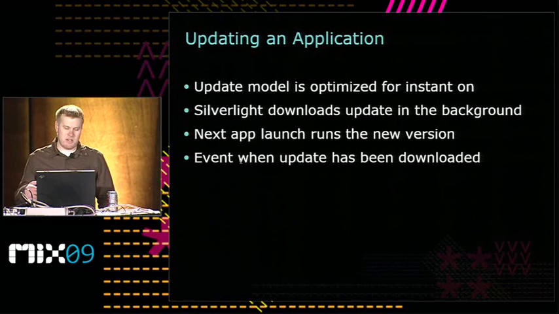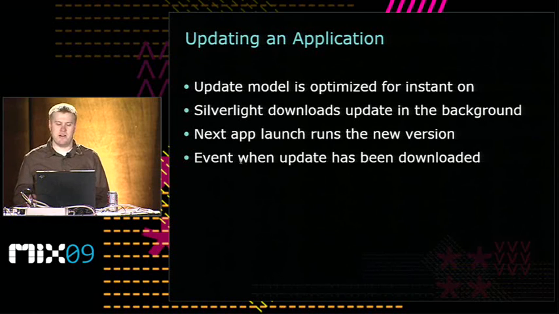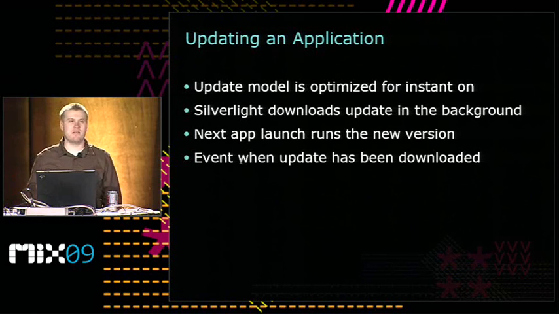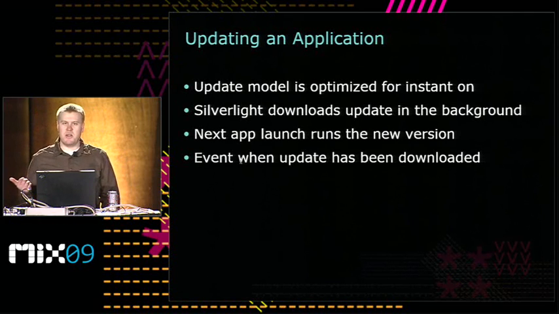It will download the update, and it will prompt the developer with an event, which they can choose to ignore. If the developer does nothing with that event, the next time the user runs the app, they'll get the new version. So it's as close to the web model as we could get while still having an instant-on experience, and not having to ping the server for updates every time, or taking time for the network to time out if you're not online. And then you do get this event.